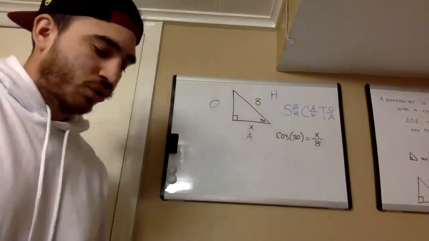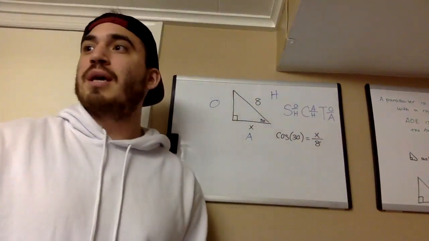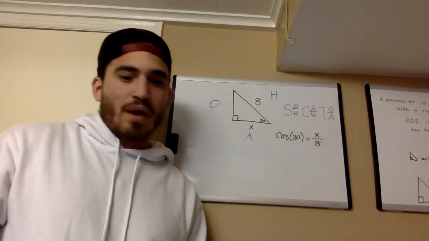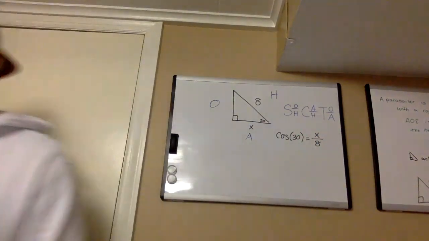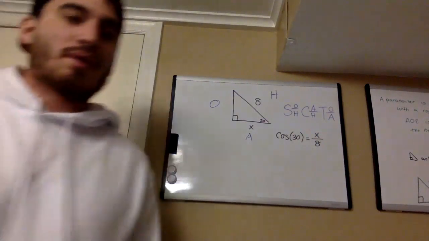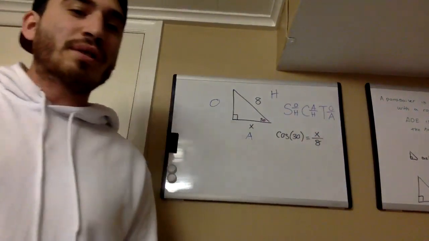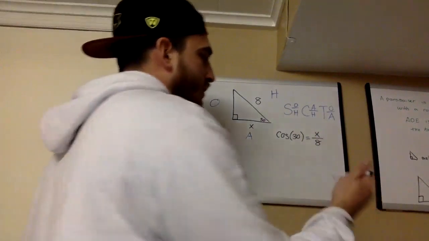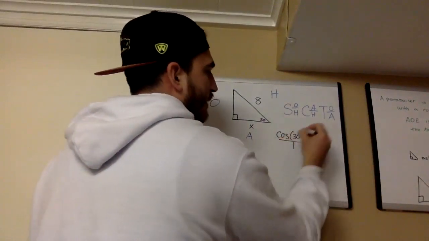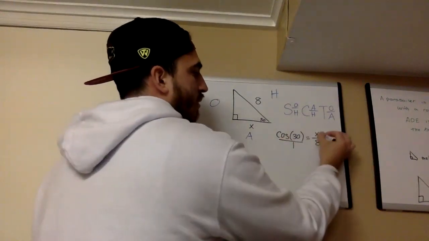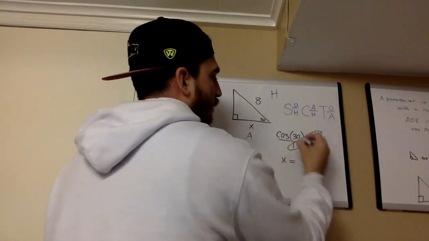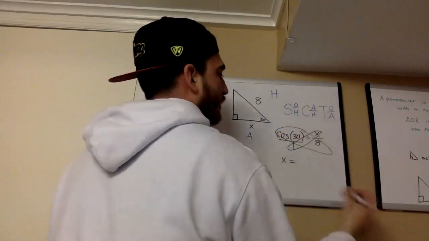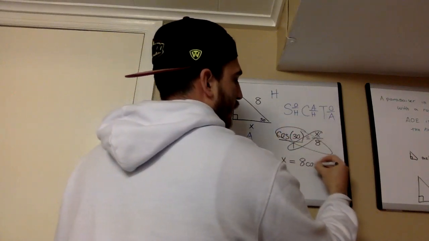So now there are 2 different ways that you can do this. I might ask you for the decimal way, or I might ask you for the exact value. One second, let me grab my calculator. So first I'm going to show you the decimal way. So in order to do this, you put this over 1, so it's a fraction over a fraction. And now you're going to cross multiply. So you do x times 1, which is x, equals cosine of 30 times 8 would be 8 cosine of 30.